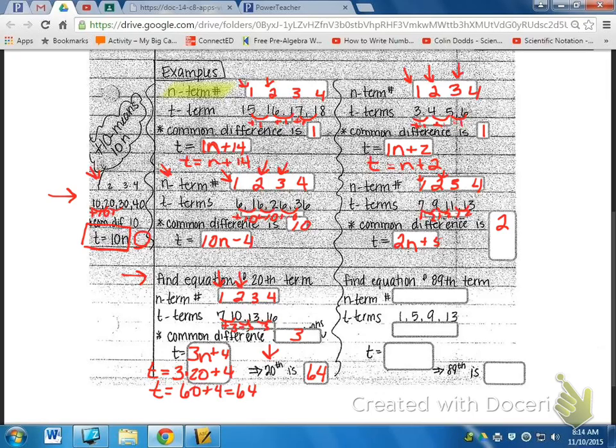The terms are 1, 5, 9, and 13. So you number the terms. 1, 2, 3, 4. You see how that's important? It seemed kind of silly at the beginning, but it's important to find that equation. Go ahead and number them. 1, 2, 3, 4. Then you find your common difference. 1 to 5 is how much? 4. Yeah, 4. And it's 4 all the way through. So our common difference is 4. So t equals 4n.